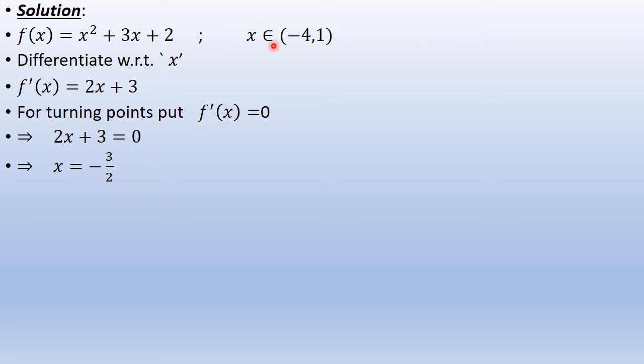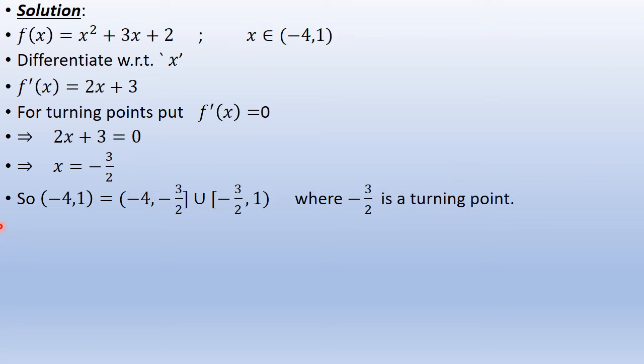So we split this interval with the help of this point. We will split this interval into two parts. One will be from -4 to -3 by 2 and then -3 by 2 to 1. So -4 to 1 has been divided into two intervals. One is from -4 to -3 by 2, and then we take the union, and then -3 by 2 to 1, where -3 by 2 is a turning point.